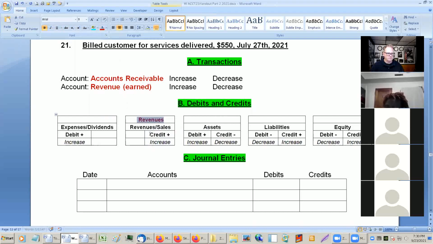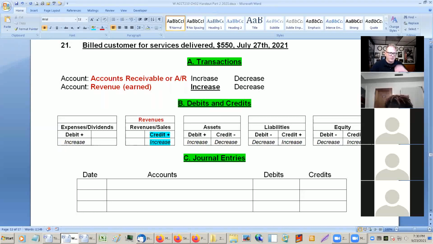Receivables, asset, increase, debit. Now we can go through this here. This is revenues that are increasing. They are always increasing. That's why they're always credits. The accounts receivable. Oh, by the way, this could also be AR, and it honestly doesn't matter to me either way if they put AR or accounts receivable.